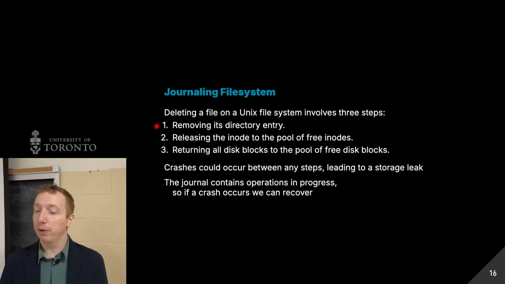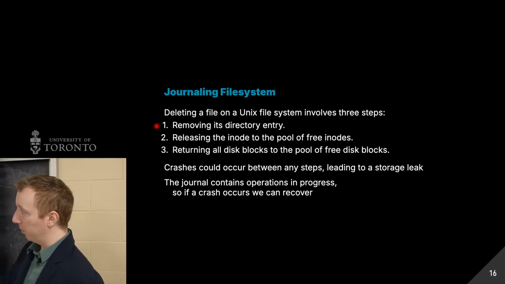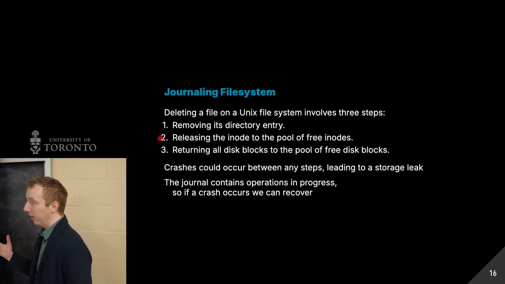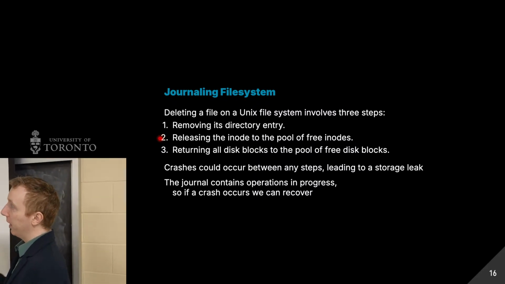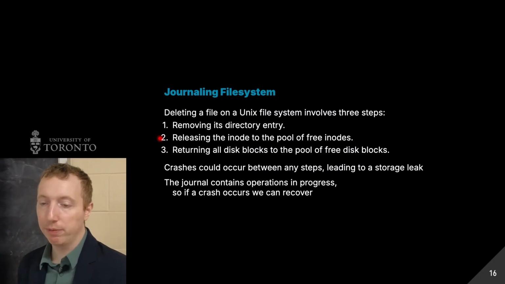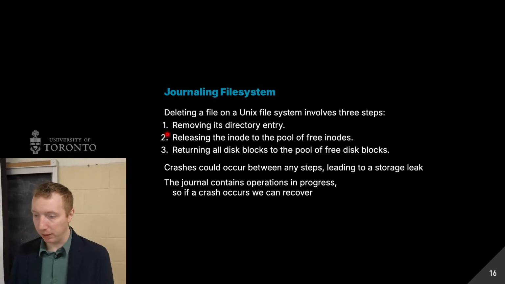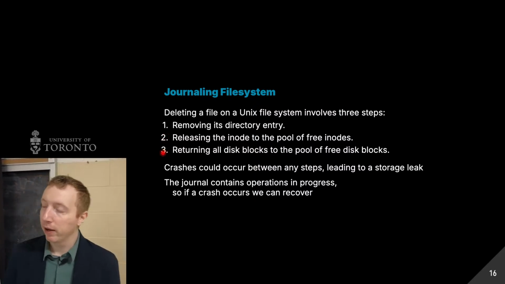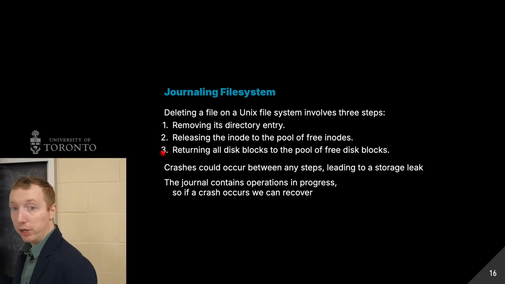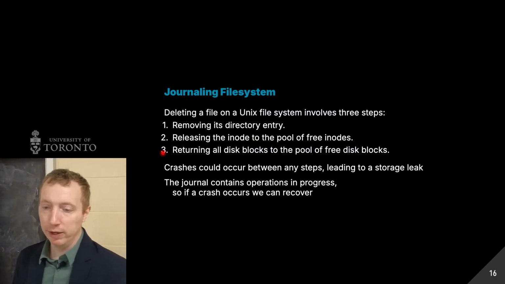Right? I have to remove the name from the directory entry as the first step. So I remove that name to inode link. Then, if that's the last thing referring to that inode, I can free that inode. That inode can be reused for a different file. So I would have to release that inode back to the pool of free inodes, basically deallocate it. And then any disk blocks that file used, well, they're not used anymore, so I can return them back to the pool of free disk blocks.